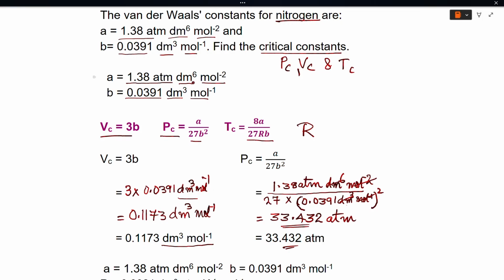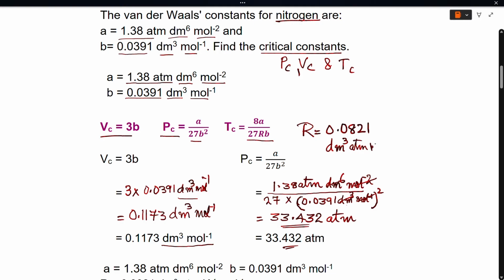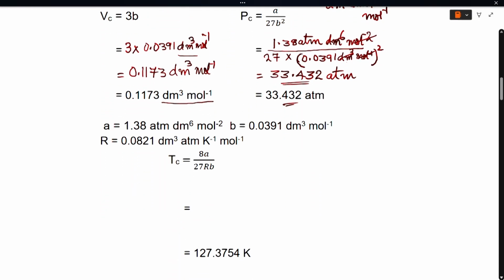Now, what we have to do, as I have told you, is check the units given, that is atmosphere decimeter raised to 6, here decimeter cube. So, the value of R should be 0.0821. You can call it as liters or decimeter cube, liter atmospheres per Kelvin per mole. That should be the unit because all a and b are in such units.